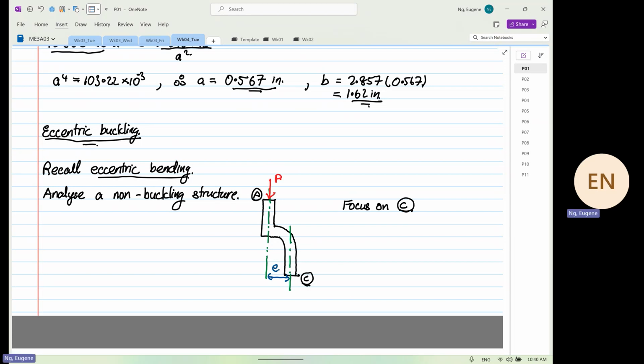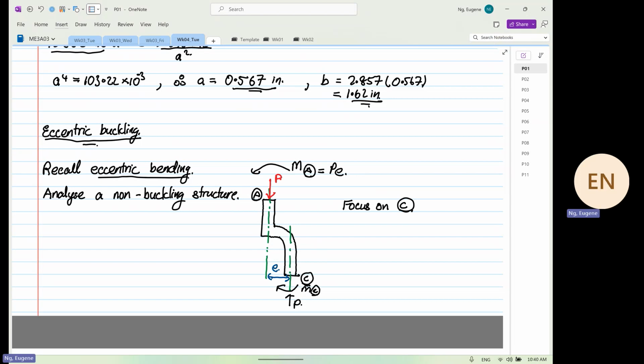So over here, from point C, P is going to generate a moment at point A, and this will be equal to P multiplied by E, right? At point C, so let's focus at point C now. We have to have a reaction P, because of Newton's third law. And we have to have a counter moment over here, moment at point C.